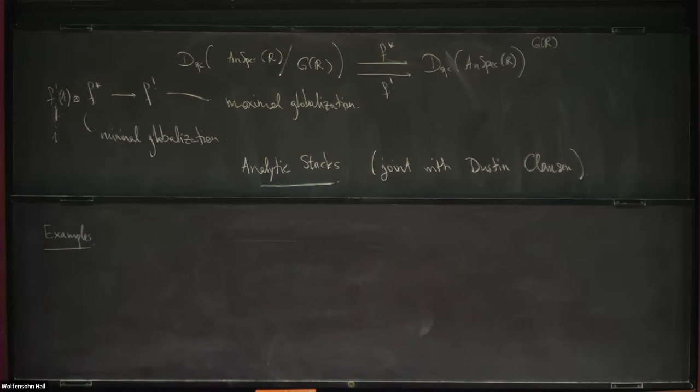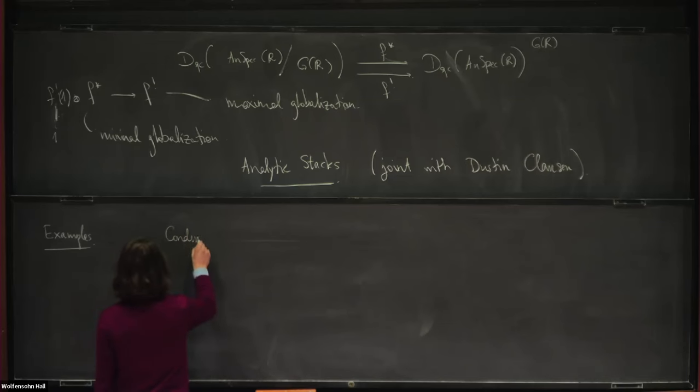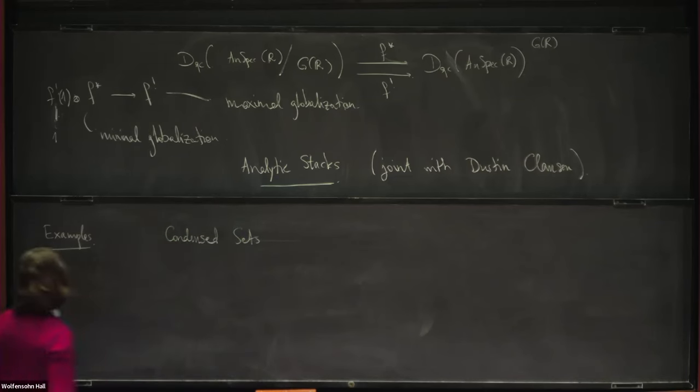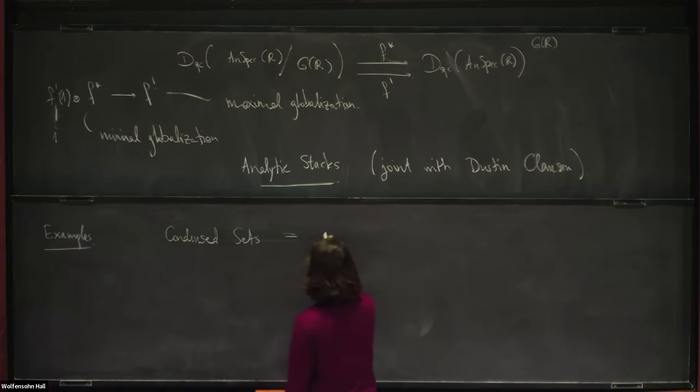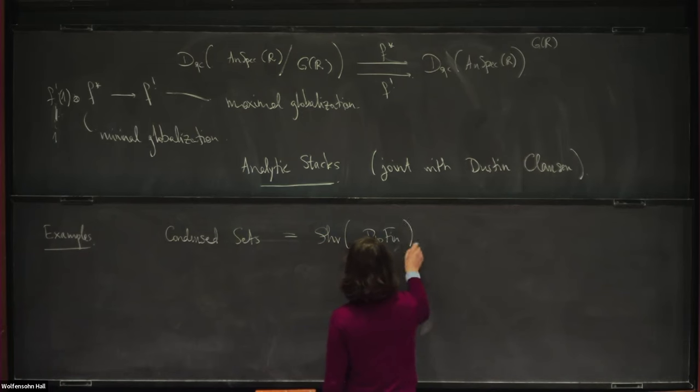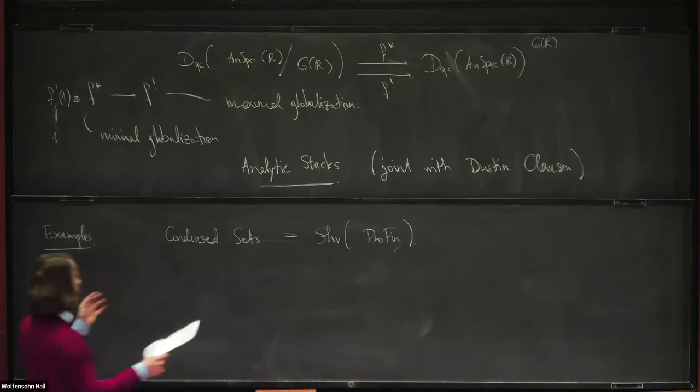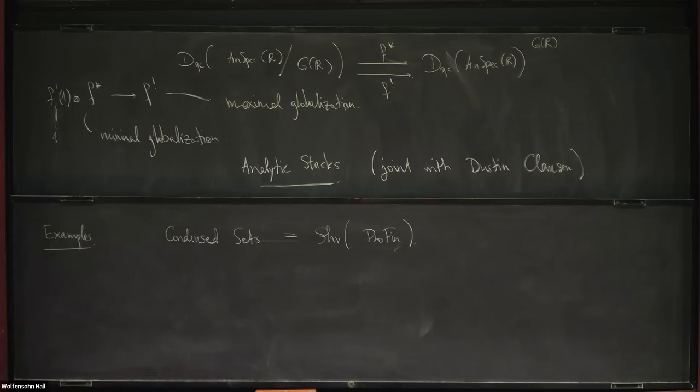All right, so let's discuss some examples. For this, I should maybe say what this condensed set stuff is all about. The starting point is to define this category of condensed sets that's in some sense meant to be a replacement of the category of topological spaces, and this is defined to be sheaves on the category of profinite sets for the Grothendieck topology of finite families of jointly surjective maps. And being a category of sheaves, there are some set theoretic issues, which we ignore.